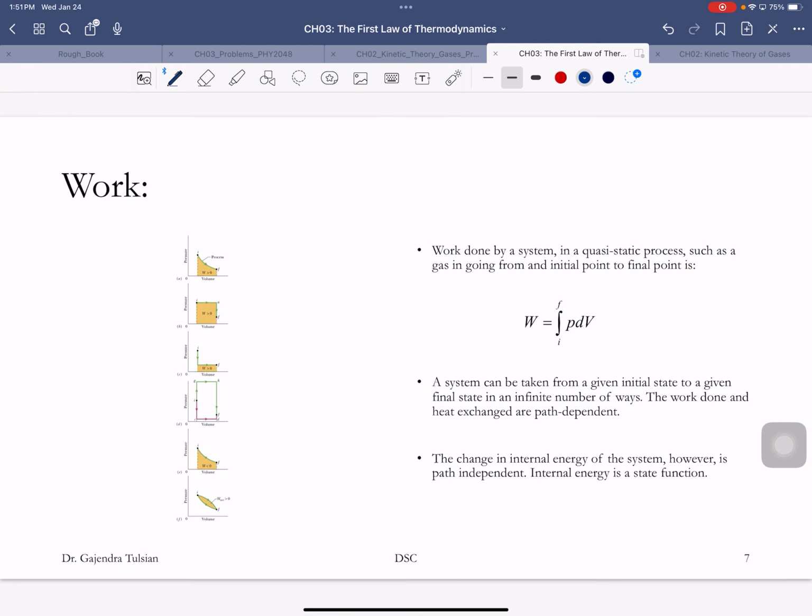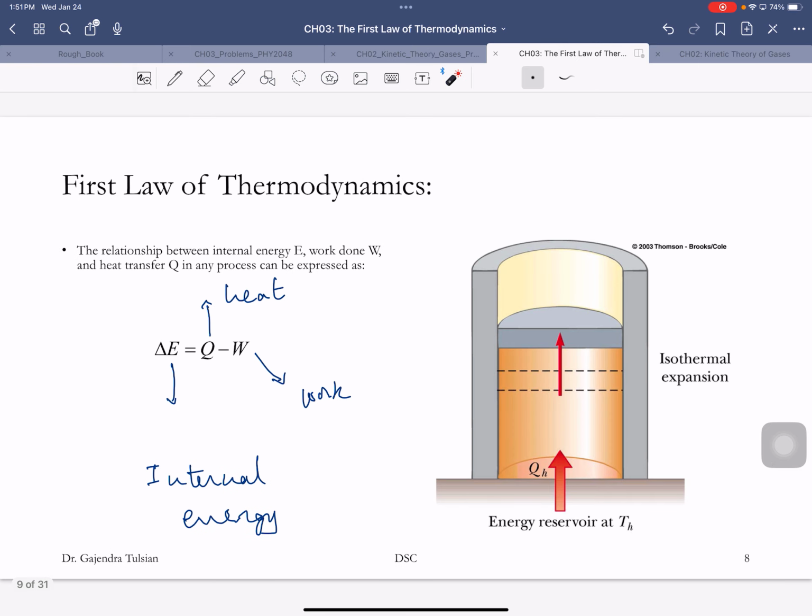All right, so a system can be taken from an initial to a final state in an infinite number of ways. The work done and heat exchange are path dependent. Okay, so when you add heat to the system, when you're taking it through a given process, the work done and the heat added are path dependent. However, the change in internal energy of the system is path independent. Okay, so we'll come to that.